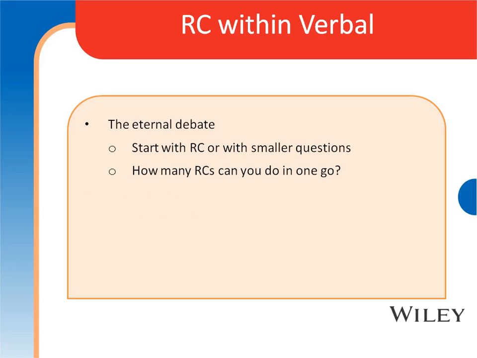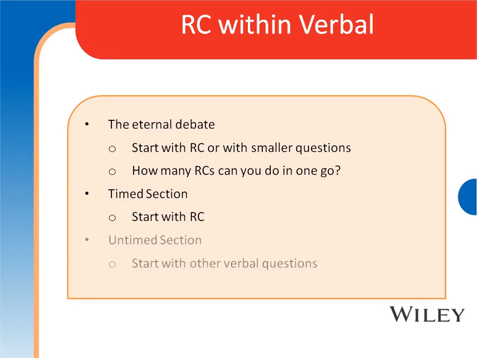So my advice is that if you have a timed section, start off with reading comprehension, do around 2 to 3 passages, then do the smaller questions, and then towards the end, do one last reading comprehension passage. If it is an untimed section, then start with the other verbal questions. It's helpful to do something easier in English and then do big passages, and then do 2 to 3 passages of RC. When you finish the entire paper and you have time left in the end which you can distribute across all sections, that's when you can come back and do another RC passage, right?